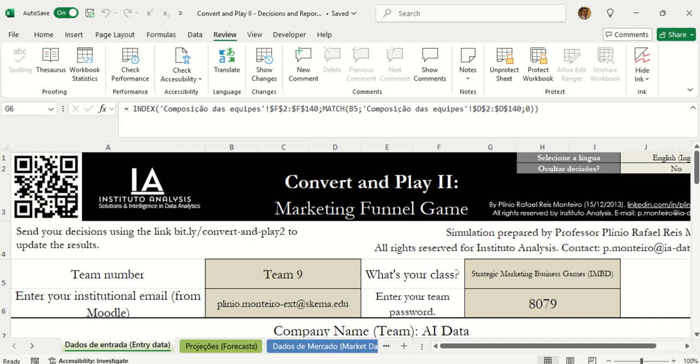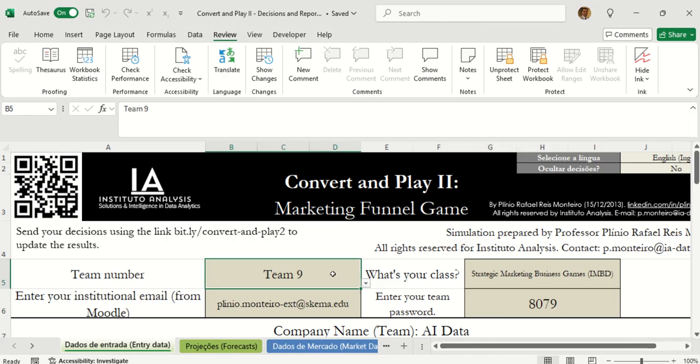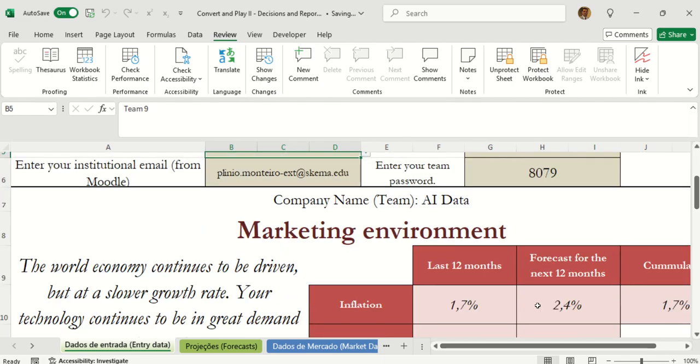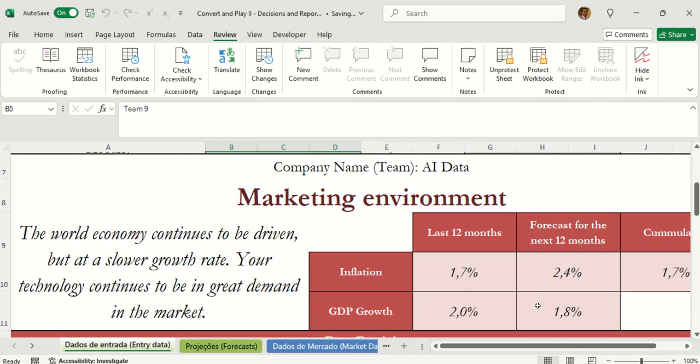Hello, in this video I'm going to show how to use the file to see your individual report and also to prepare for the next round of the decision. Remember that you need to enter here your team number, your email, and also your password, okay? With that, first thing you can check the marketing environment for the next round.